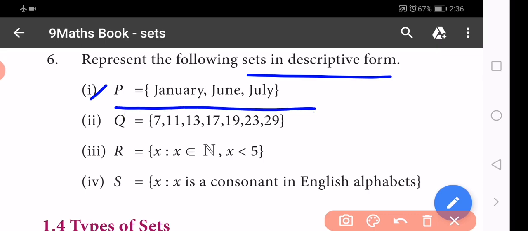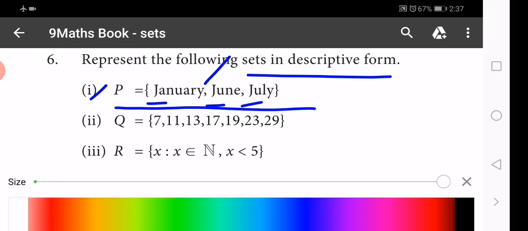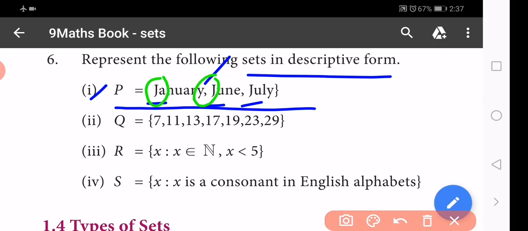P equal to, in roster form, January, June, July. If we use all the months, then we write the set of all months in a year. But here we use only the letter starting with J. Then how to write it? The set of English months starting with the letter J.